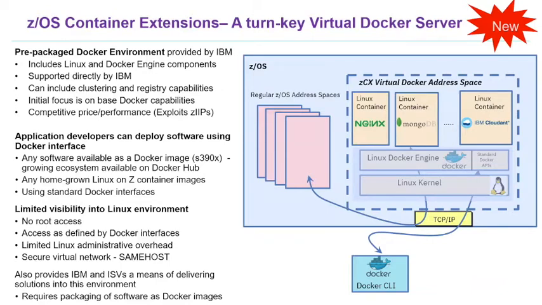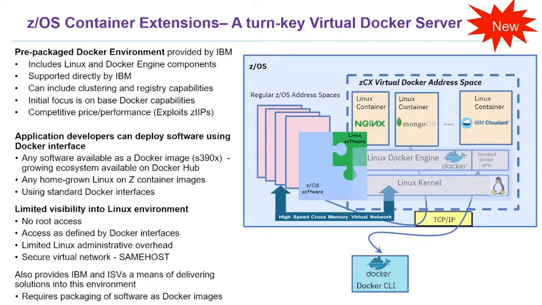Okay, so every LinuxONE container can run in such a container extension address space. The special network that is used in this context is called same host. You know, in Linux we call it localhost, or in Windows. In z/OS it's called same host. It's a secure virtual network between the traditional address spaces and the z/OS Container Extension address spaces. Okay.